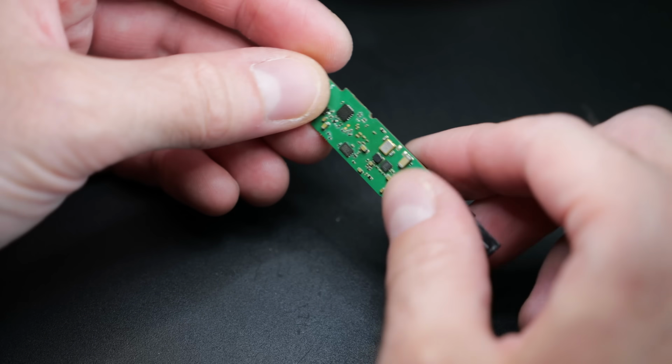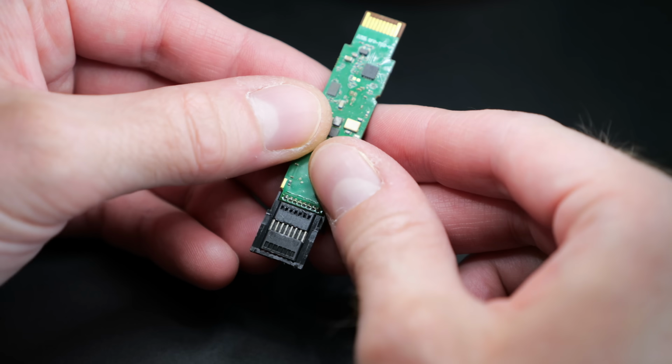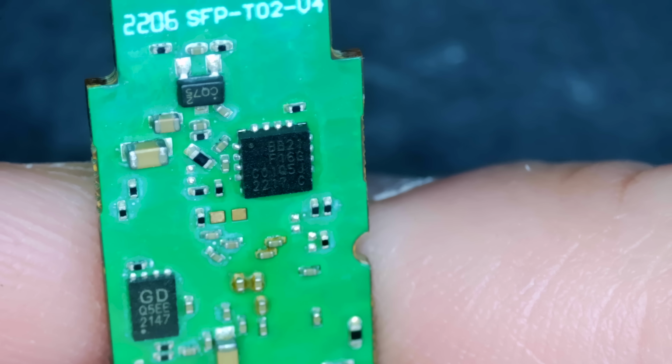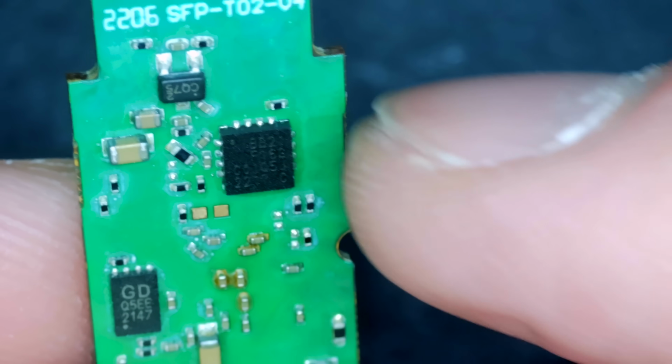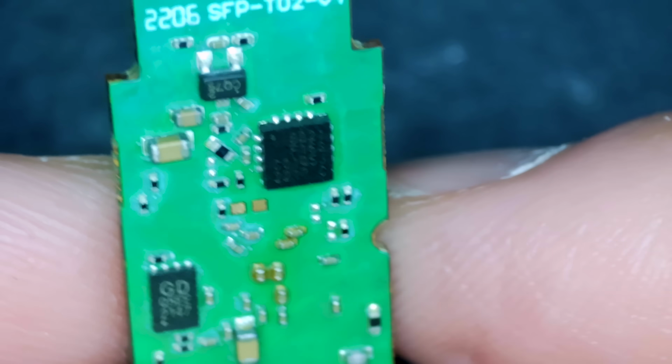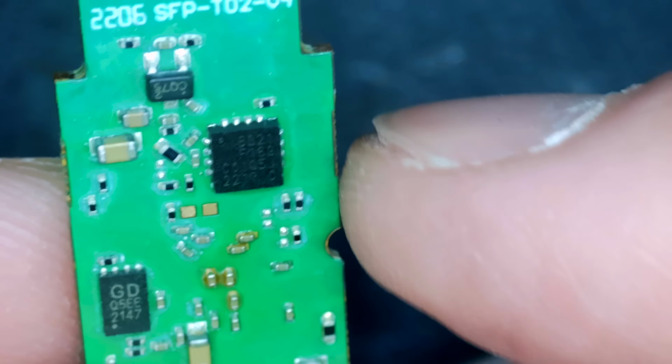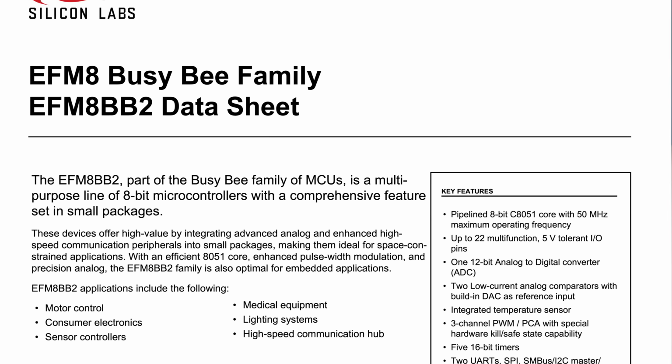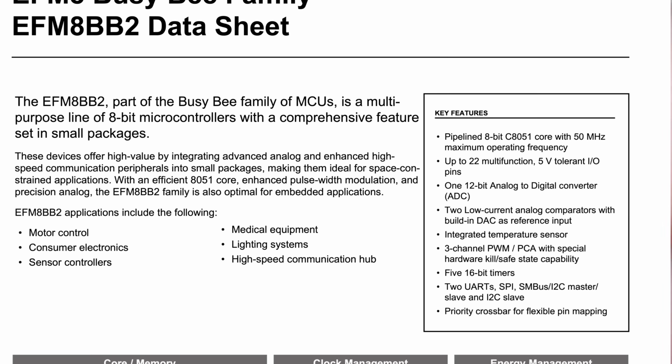But the other interesting chip is this guy on the back. This is a BB21F16G. At first I thought, oh, it's got to be some sort of power conditioning or something like that. No, it's actually a microcontroller. This is a 50 megahertz microcontroller.